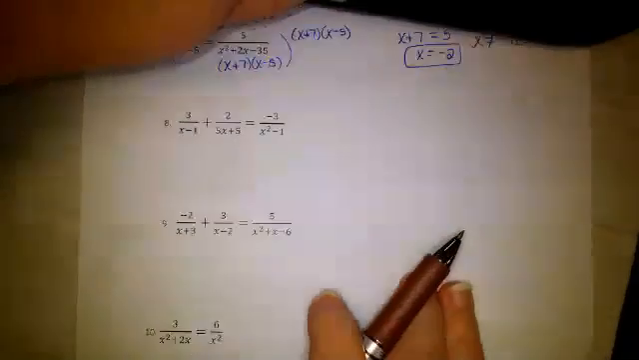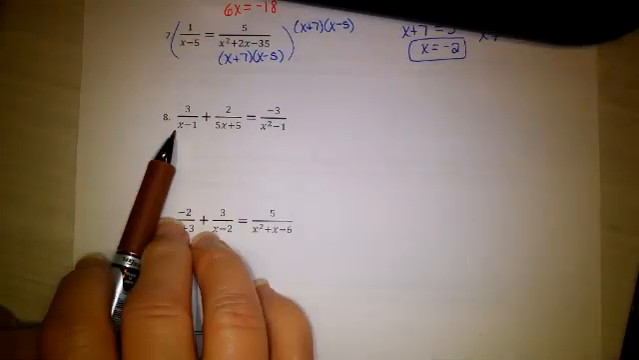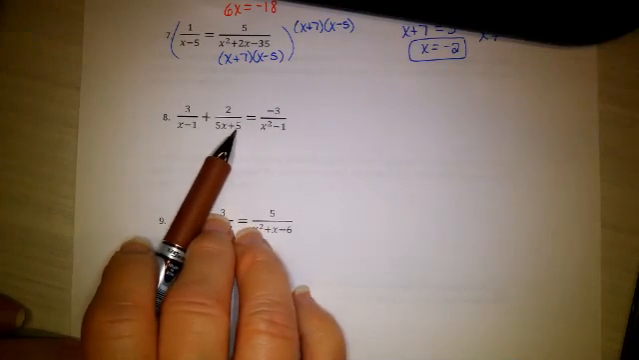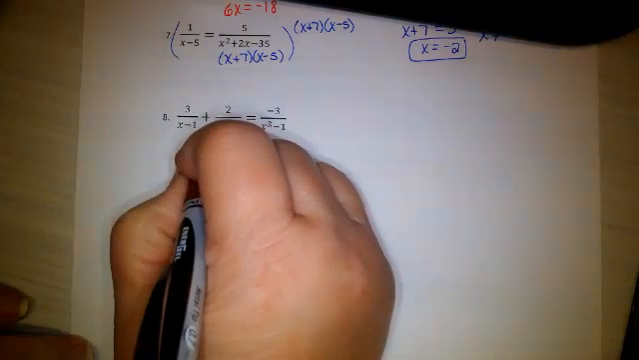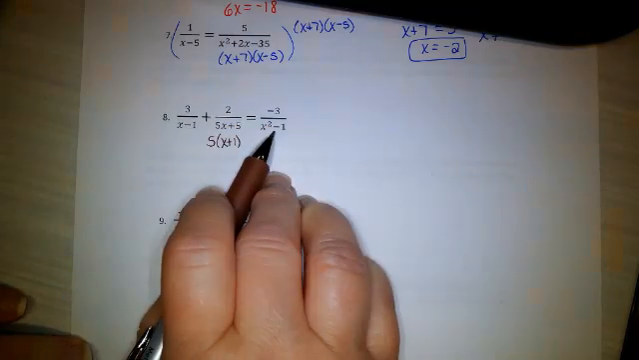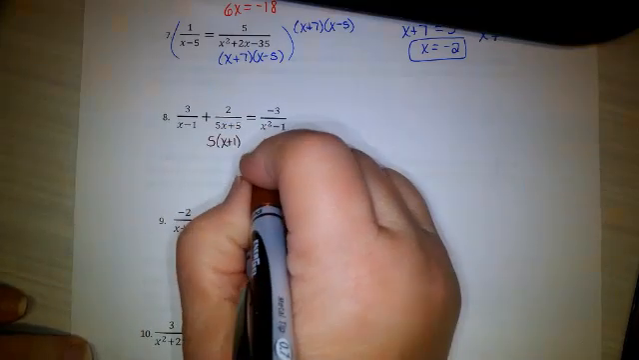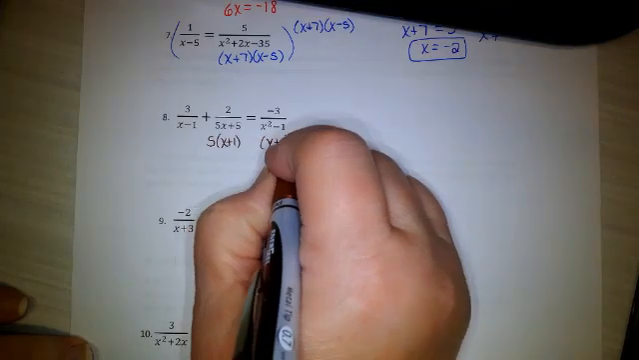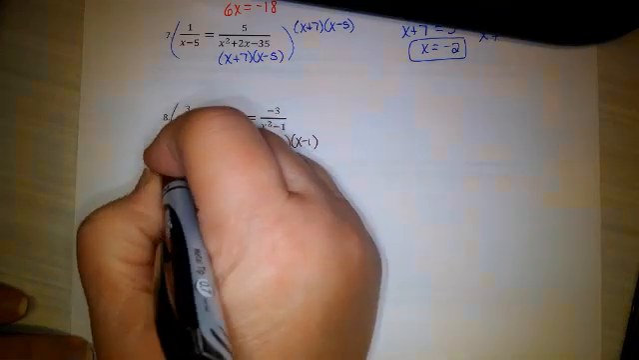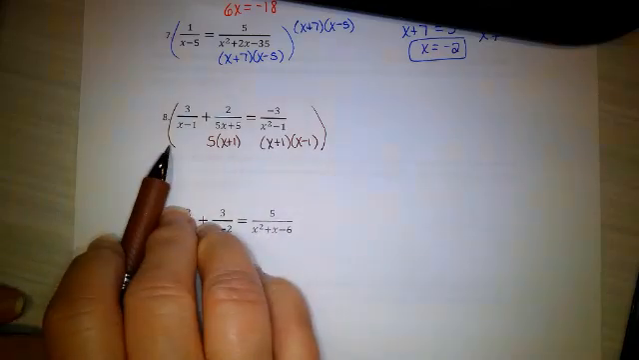Right. Next one. I have x minus 1. Now this is 5x plus 5. I think I can factor a GCF out of this one. 5 times x plus 1. And x squared minus 1 is a difference of squares, so it's x plus 1, x minus 1. So let's find a common denominator for all of these.